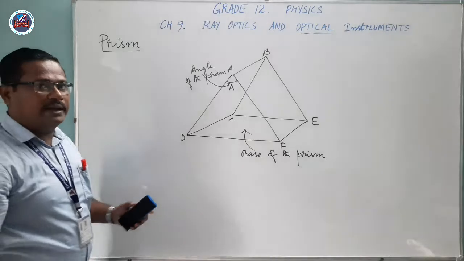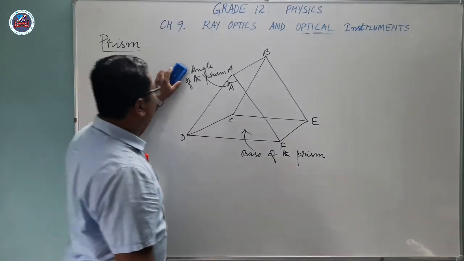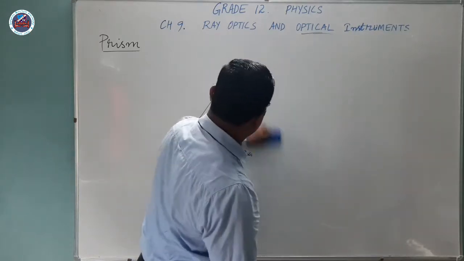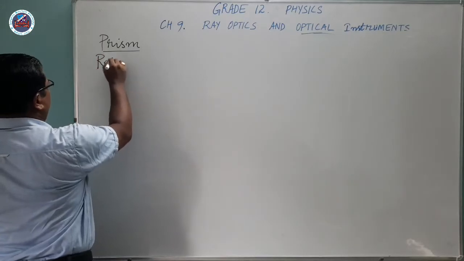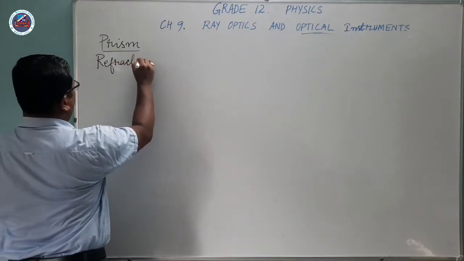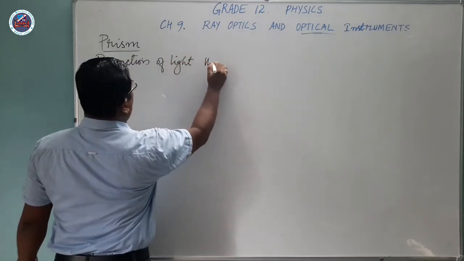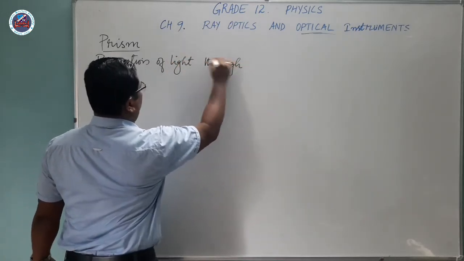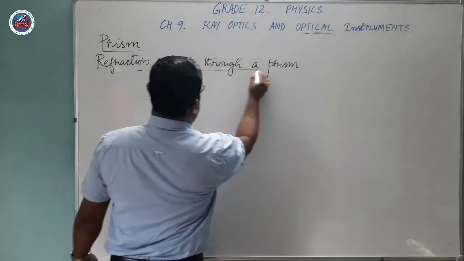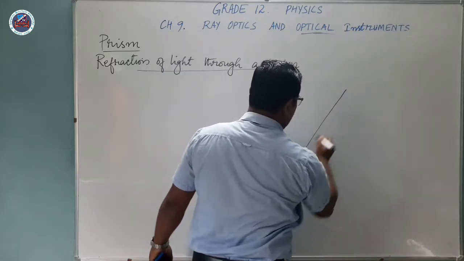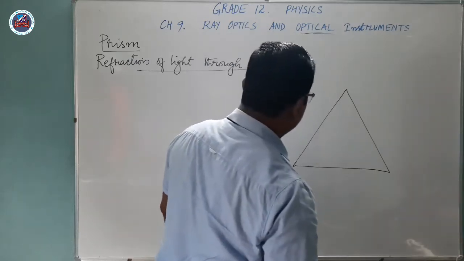Now let us see how light refracts through a prism. Refraction of light through a prism. If I draw the front face of the prism, which is triangular, it will look like this.